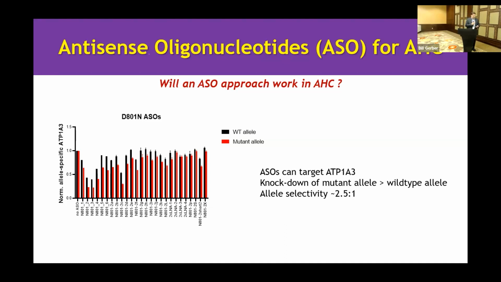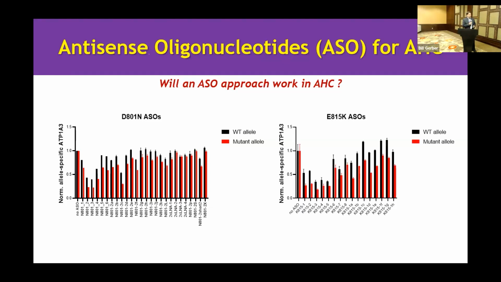So this told us two things. First of all, this gene is amenable to antisense oligonucleotides. It can be targeted. That's number one, and that's very important. Not all genes can be. Second of all, we can get some allele specificity. We can knock down preferentially the mutation copy versus the wild type copy, but it's not perfect. For D801N, we're probably at less than 3-to-1 in terms of the ratio of the two. We probably need to get, my guess is, 9-to-1. So we need to keep working on that and design new designs to try to achieve that.